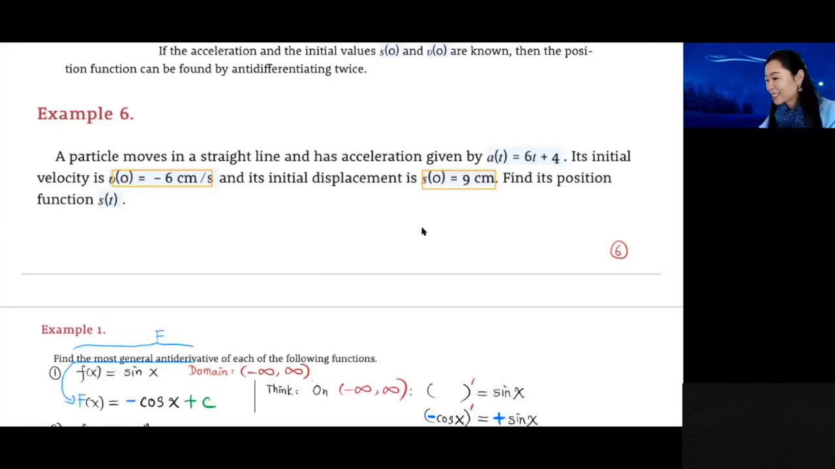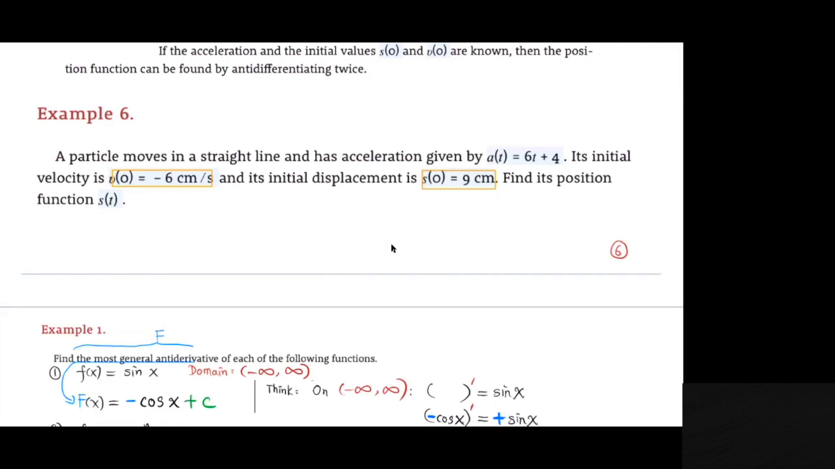Now I ask a volunteer. Can someone, Michael, can you read this to the class? A particle moves in a straight line and has acceleration given by a of t equals 6t plus 4. Its initial velocity is v of 0 is equal to negative 6 centimeters per second, and its initial displacement is s of 0 is equal to 9 centimeters. Find its position function s of t.